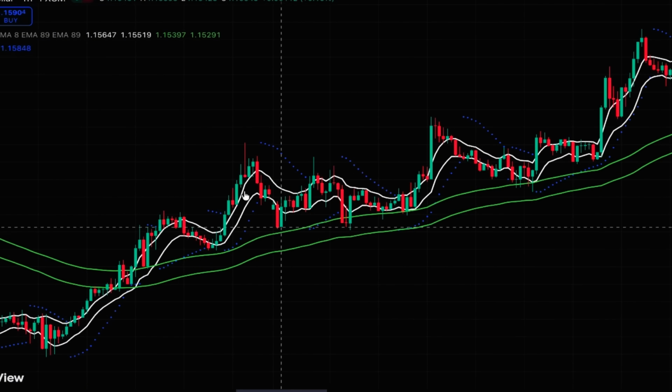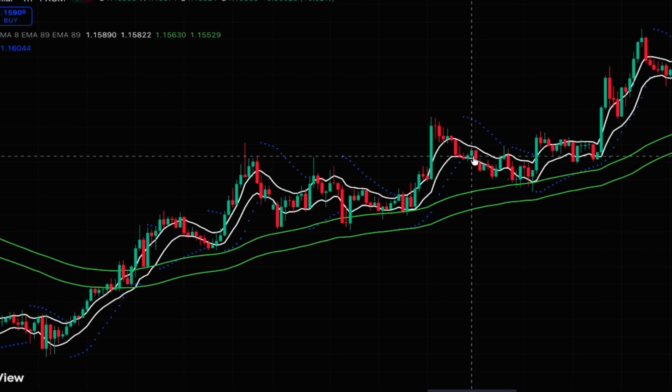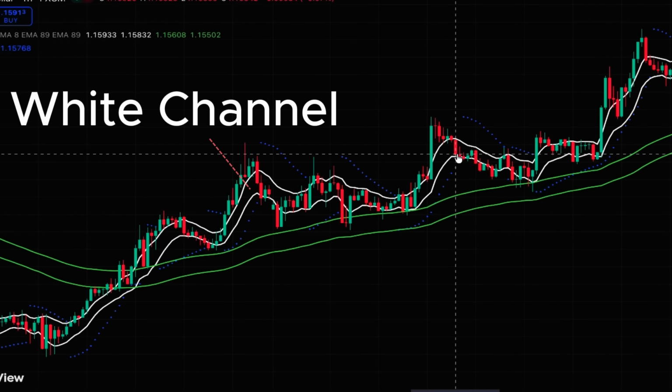And here we have 2 white lines which are EMA with length of 8 based on high and low, and you can see that they have also created a channel on the chart that is actually very close to the price action, and from now we call this white channel.